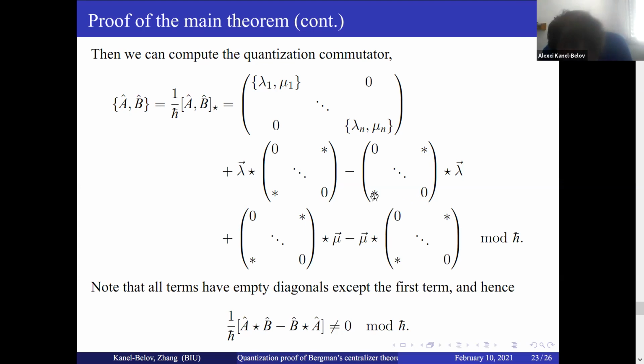So this shows the Poisson bracket, the star commutator, is non-zero.